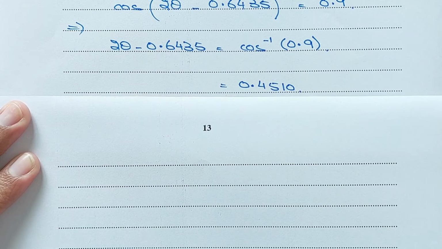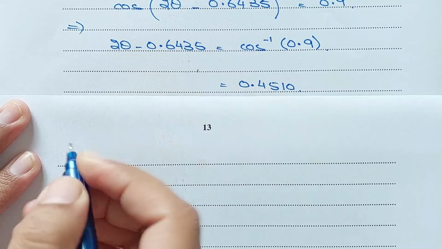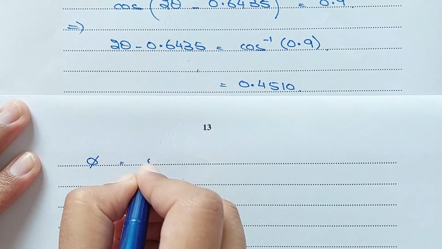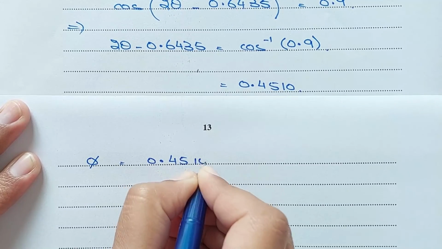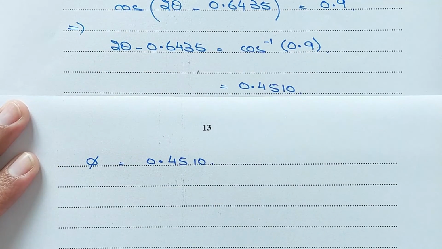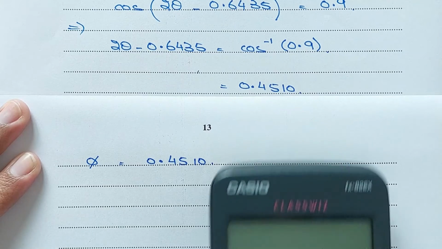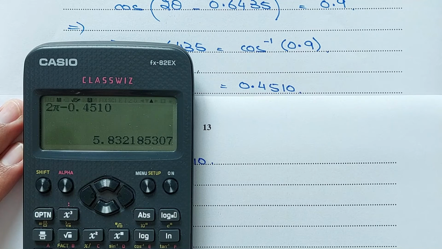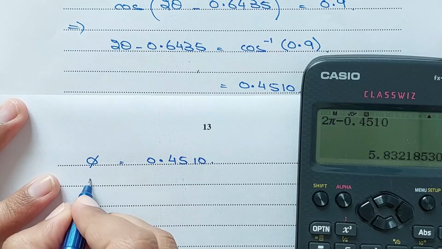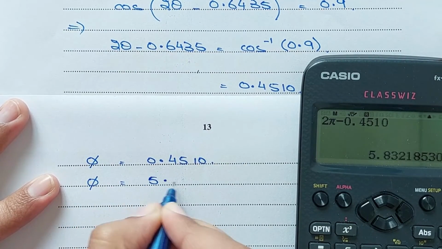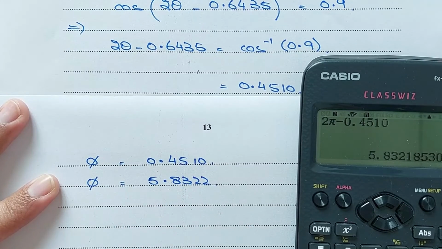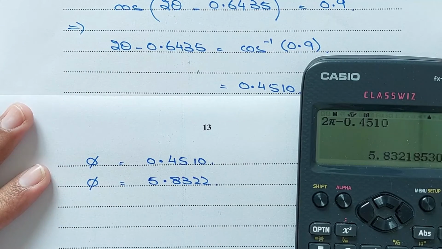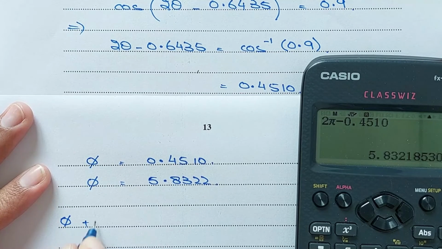Okay, now let me suppose that this whole thing is equal to phi. So phi equals 0.4510. Now cos is positive in the first and the fourth quadrant. So for the fourth quadrant we have to do 2 pi minus 0.4510, which is 5.8322. So the phi value for the fourth quadrant is 5.8322, right? Since there are two revolutions, we have to add and subtract 2 pi. So phi plus 2 pi and phi minus 2 pi.